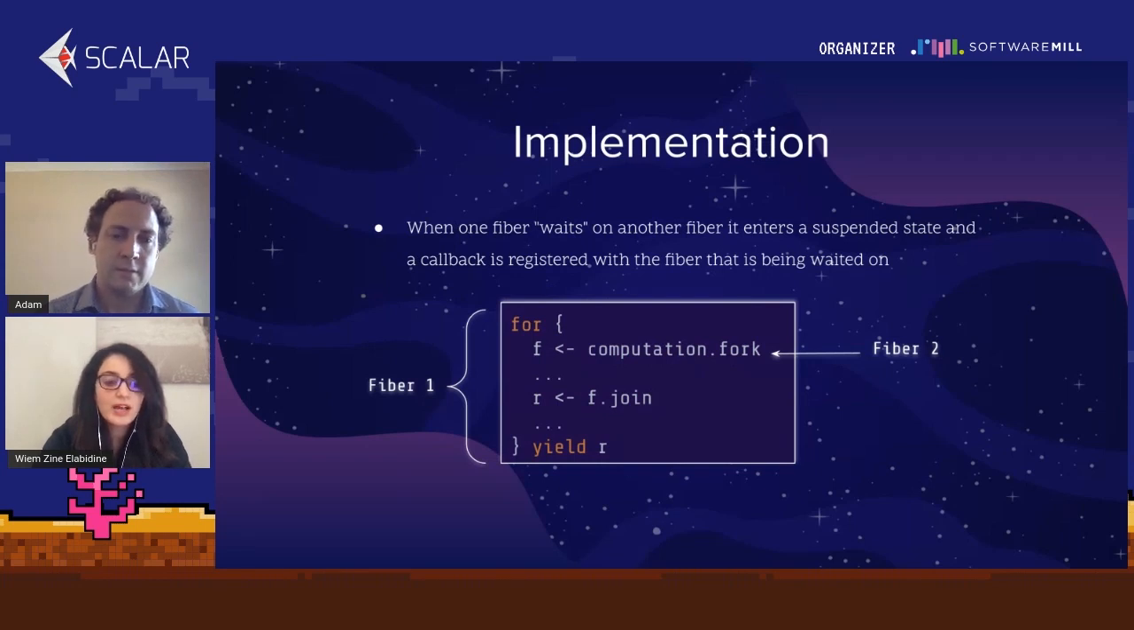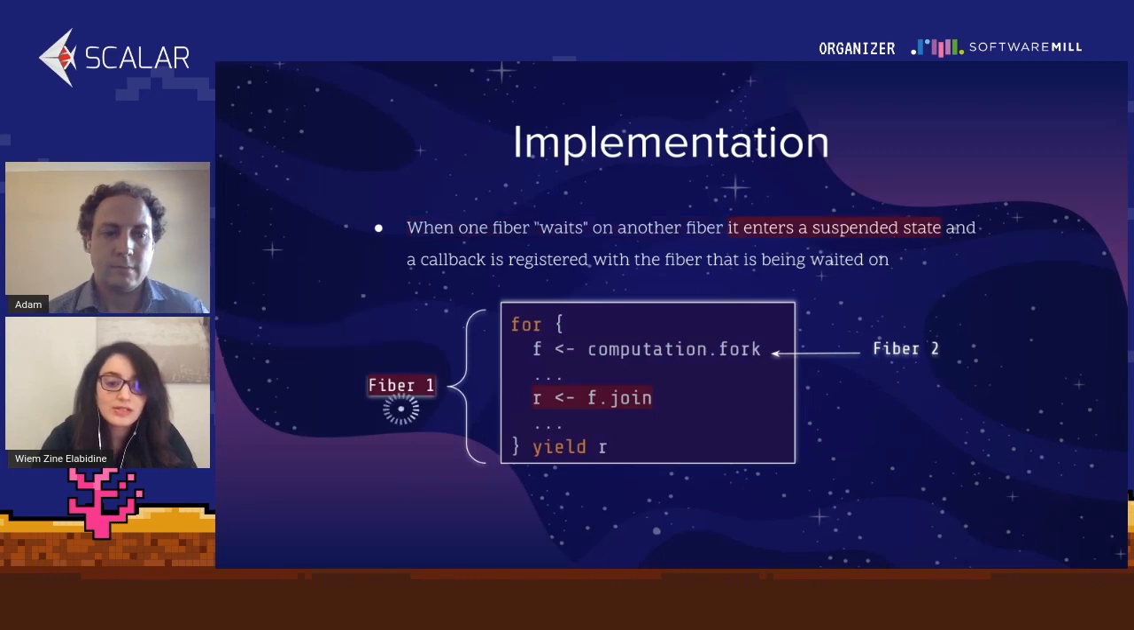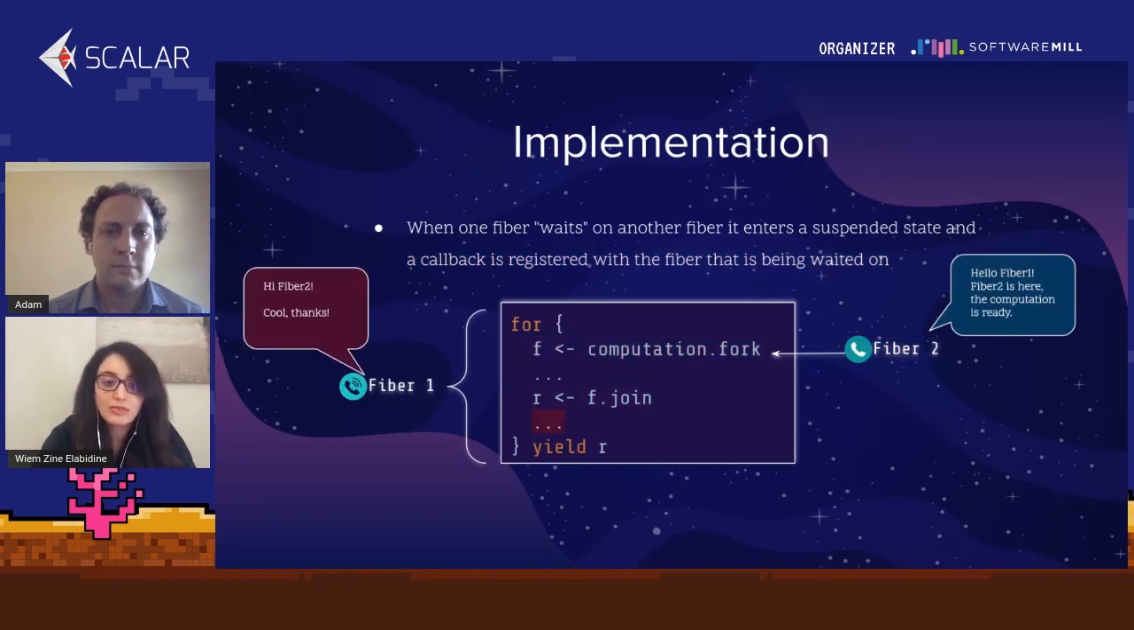For example, fiber 1 has a child fiber, which is created here when it forks a computation, and later fiber 1 wants to join this computation. It will wait for the other fiber to complete and take the result, and it will enter a suspended state, so it will not move to the next instruction, and it will register a callback to fiber 2. Once fiber 2 completes the computation, it will ping fiber 1 with the result, and then fiber 1 will continue executing the next instructions.